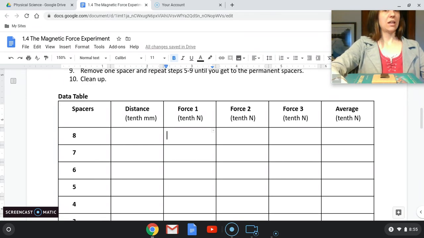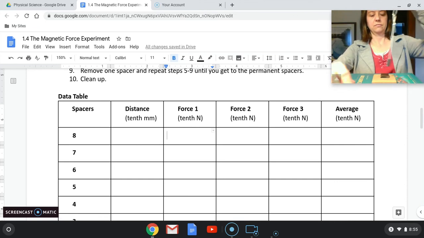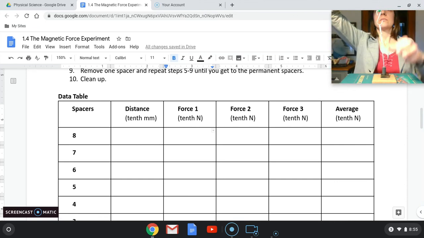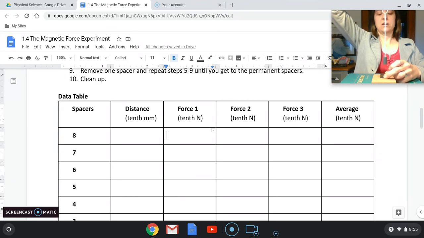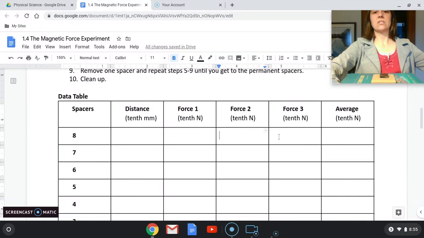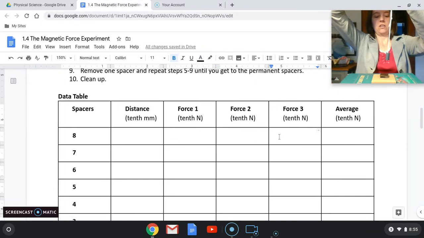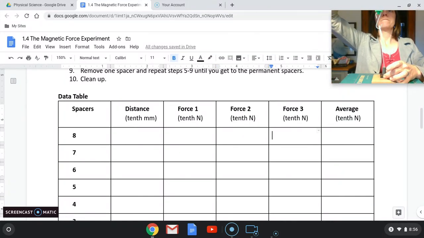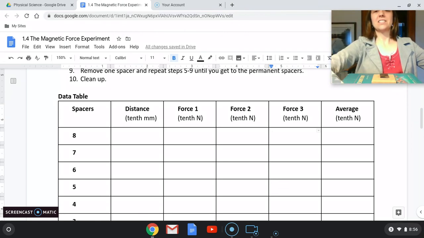And now let's try that again. So it's 0, 0.1, 0.2, 0.3, 0.4, 0.5, and again 0.5. So put 0.5 newtons right there. And for our third trial, 0, 0.1, 0.2, 0.3, 0.4, 0.5. Again, very consistent. 0.5 newtons.